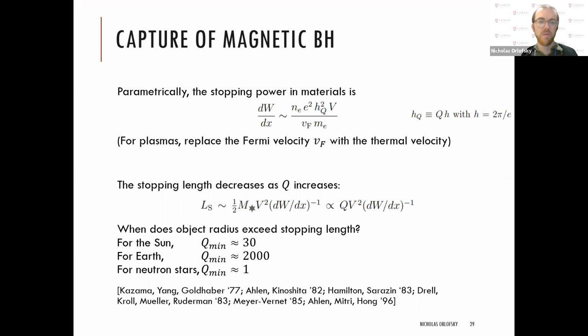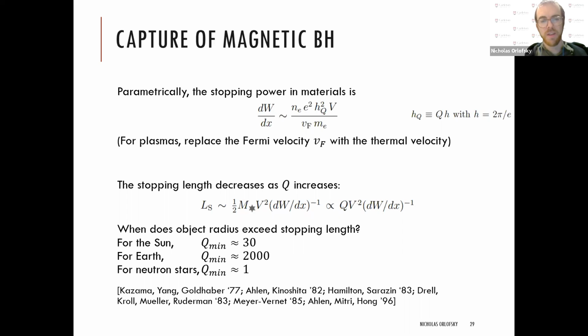So parametrically, the stopping power of a monopole inside of dense materials is given by this expression. This was studied extensively in relation to ordinary monopoles for many decades back. It relates, of course, to the scattering cross-section, which is the electric charge times the magnetic charge squared. It relates to the density of states and the Fermi velocities or thermal velocities and the mass of the particles that are being scattered.